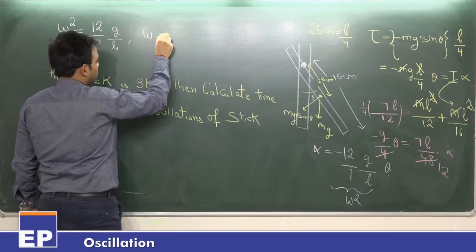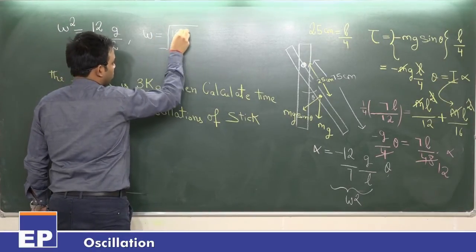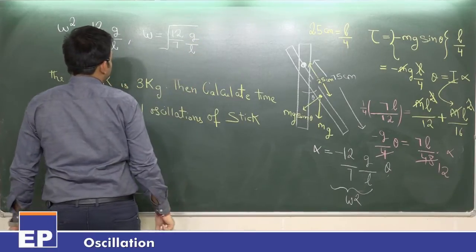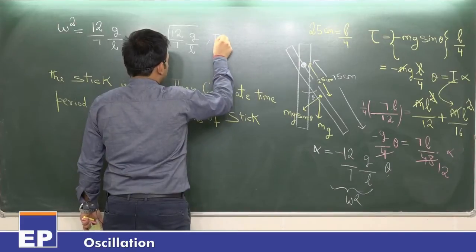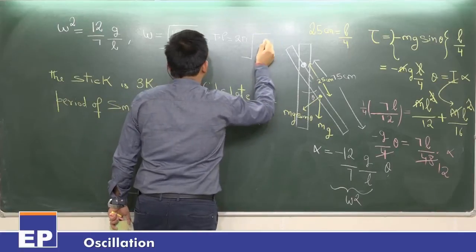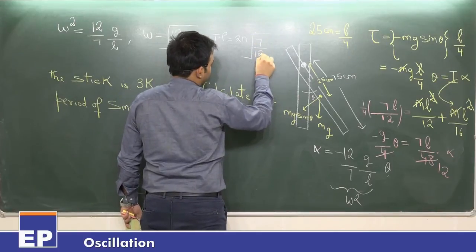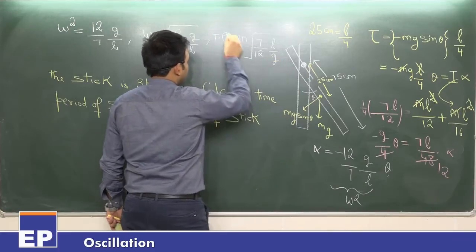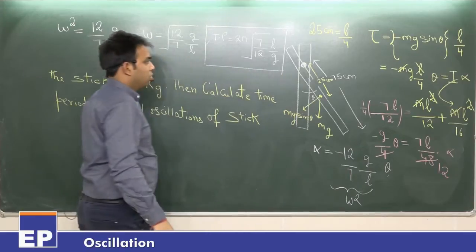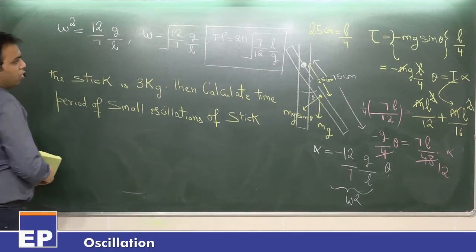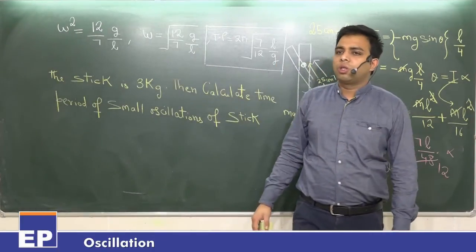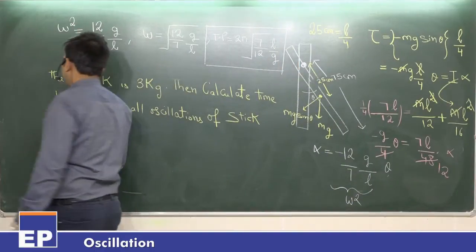Omega is under root of 12 by 7 into g by L. So what is time period? Time period is 2 pi by omega, that is 2 pi root of 7 by 12 into L by g. This is time period. Is it right? So that is the time period of this meter stick. Is it clear? So this is a question of compound pendulum, and in such a way you can calculate the time period of the meter stick, right?